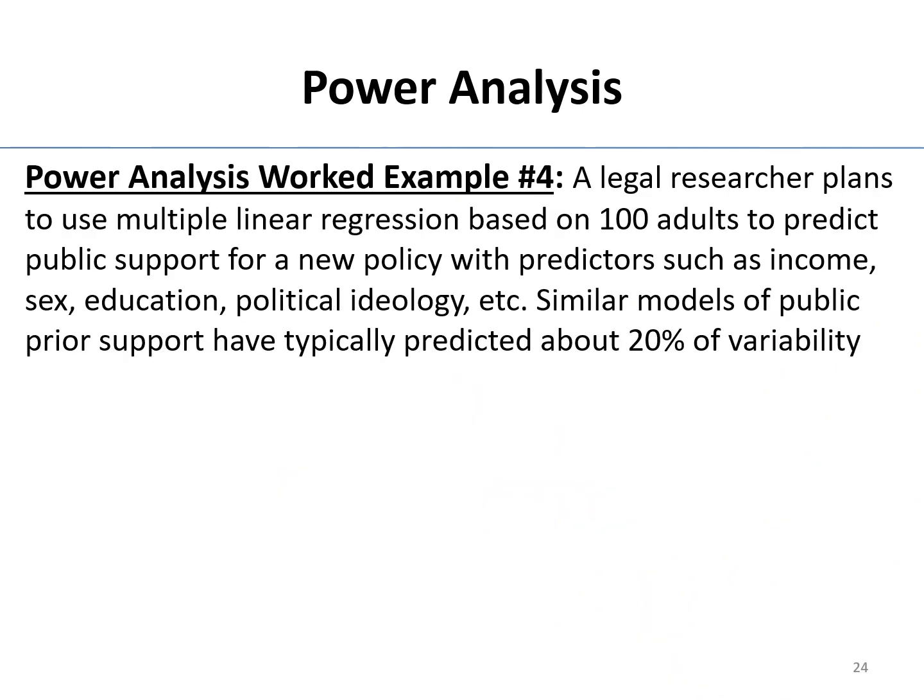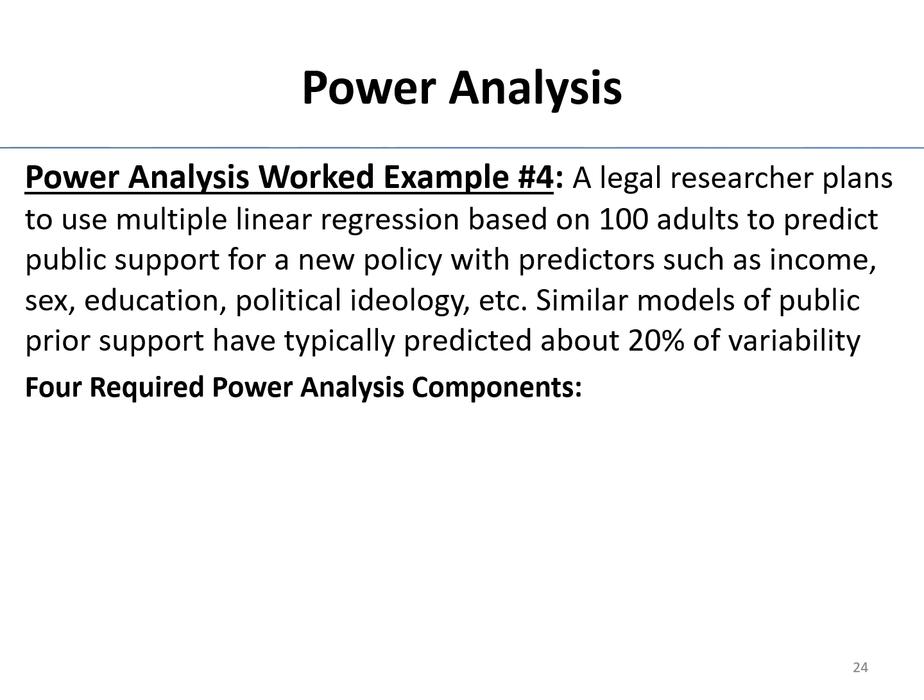And for a final example of conducting power analysis, we have the situation where a legal researcher plans to use multiple linear regression based on 100 adults, somehow they got, and they want to predict public support for a new policy. They want to use predictors such as income, sex, education, political ideology, etc., to predict this public support. It's noted that similar models of public support that they've calculated in the past have typically predicted about 20% of the variability in public support.